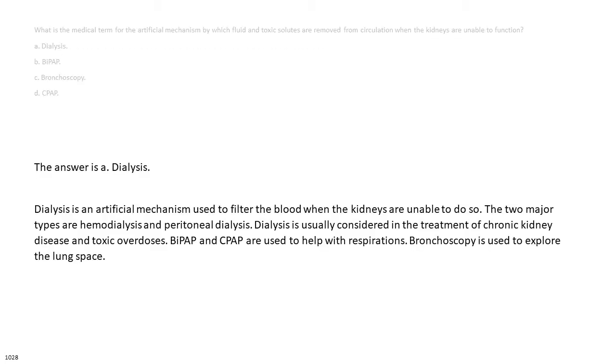The answer is A. Dialysis. Dialysis is an artificial mechanism used to filter the blood when the kidneys are unable to do so. The two major types are hemodialysis and peritoneal dialysis. Dialysis is usually considered in the treatment of chronic kidney disease and toxic overdoses. BiPAP and CPAP are used to help with respirations. Bronchoscopy is used to explore the lung space.